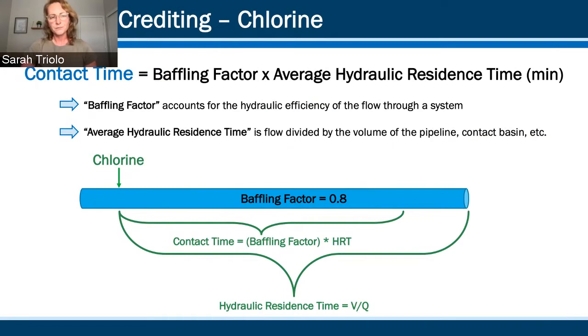Basically, different configurations of chlorine contactors will have higher or lower baffling factors, depending on how wide that distribution is of times that you would expect the water to spend in the reactor. So this is a really important point. If you're calculating CT, you have to have a baffling factor, and that can either be determined through tracer testing, but tracer testing can be expensive and time consuming, so most likely you're going to end up using a default baffling factor.